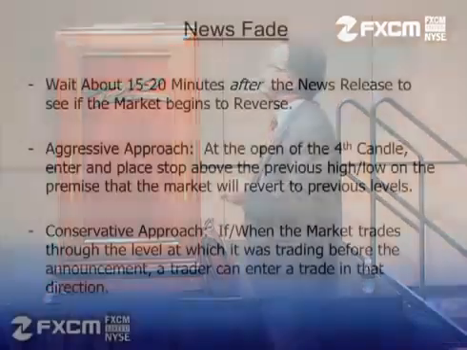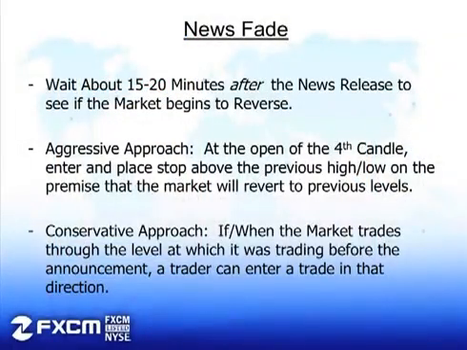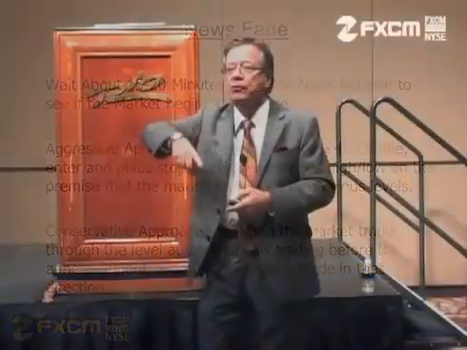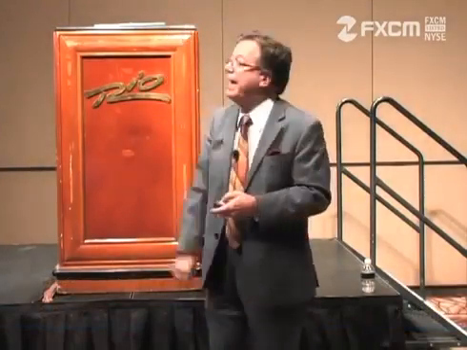Now, with the news fade strategy, does everybody know what fading a move is? Okay. Fading means going the opposite direction of a move, and we're going to have some charts that'll show you that. If the initial move was to the upside, fading it is going to be going down. If the initial move was to the downside, you fade a downside move, you're going to be going up. You're going to be buying it.